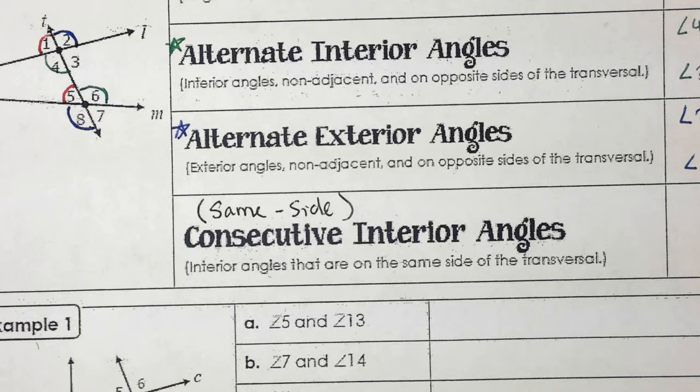Honestly, a lot of times it just depends on what textbook you're looking at or who decided to write the question. They flip back and forth between these 2 words, but they both mean the same thing. Same side interior and consecutive interior, either one of those that you see mean the same. Interior angles that are on the same side of the transversal. These are interior angles that are on the same side of the transversal. Consecutive interior or same side interior angles.